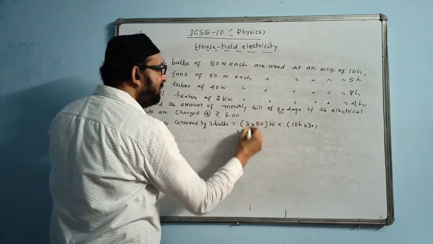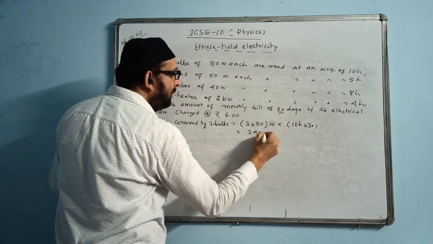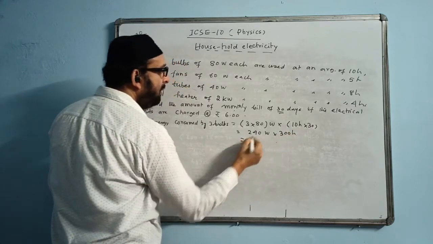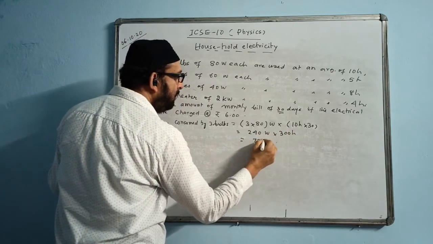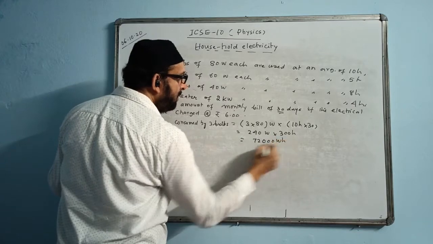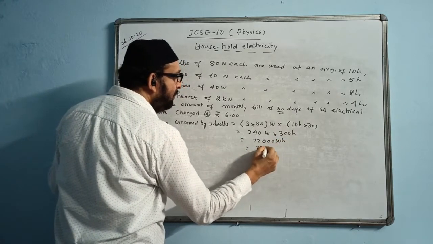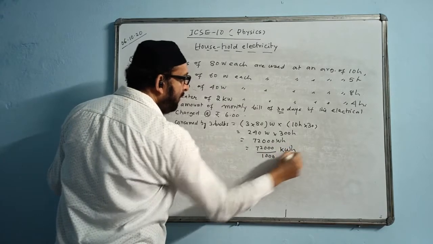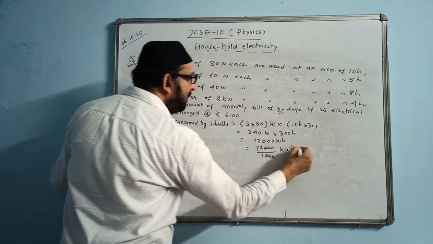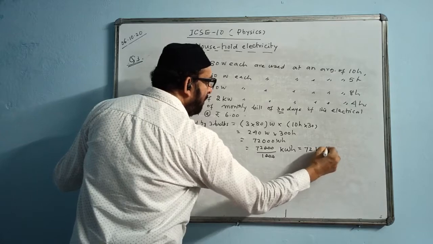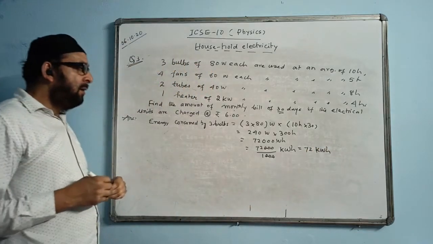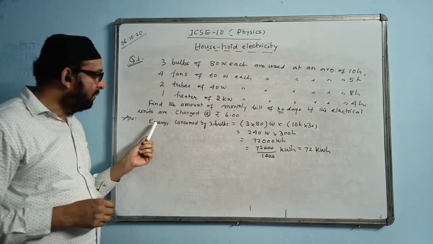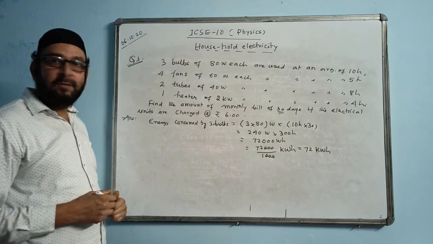Let us find the answer. This will become 240 watt. This is coming 300 hours. Multiply 24 by 3 is 72, and 72000 watt hours is coming. Changing to kilowatt, what do we do? Divided by 1000. So kilowatt hour will come, 3000 will go, the answer will come 72 kilowatt hours. This is the first part, the energy consumption by the 3 bulbs we have done.